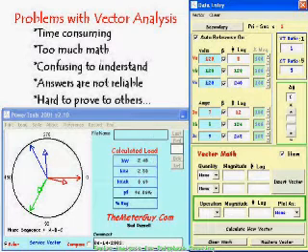Now, by standardizing, we've ended the confusing part. The answers are reliable. They're as reliable as the information put in. Hard to prove to others? Not at all.